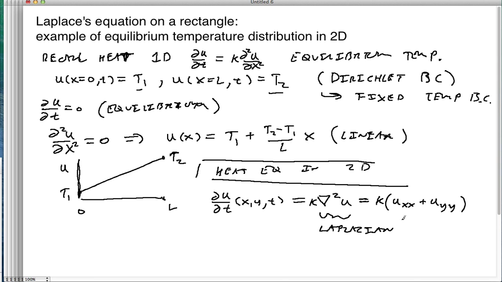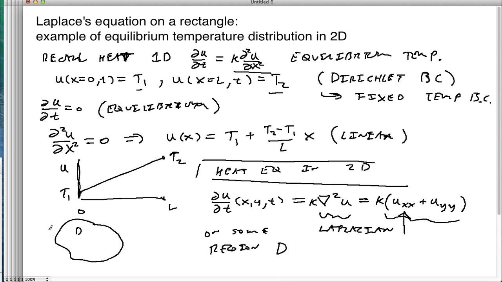Okay, and that's the second partial with respect to x, and this is the second partial with respect to y here. So this is also the Laplacian. And of course, you can see for 2D, that's the same thing as over here, but now we just have a second dimension. And so this is on some region, and now it's a two-dimensional region, we'll call it D.